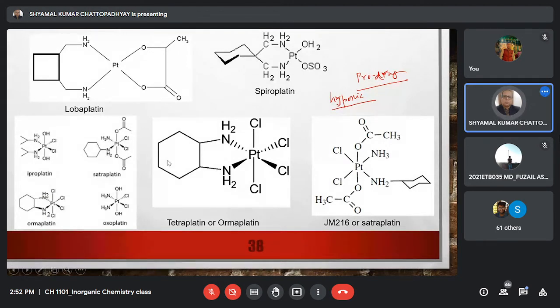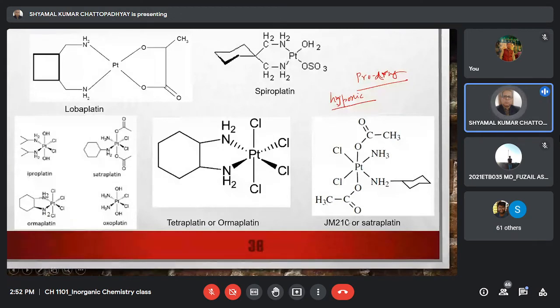Now again, all these different compounds have different activities against different types of cancer cells. Particularly, for instance, it is found that GM216 or this satraplatin is very good against prostate cancer. So for treatment of prostate cancer, this is the preferred agent.